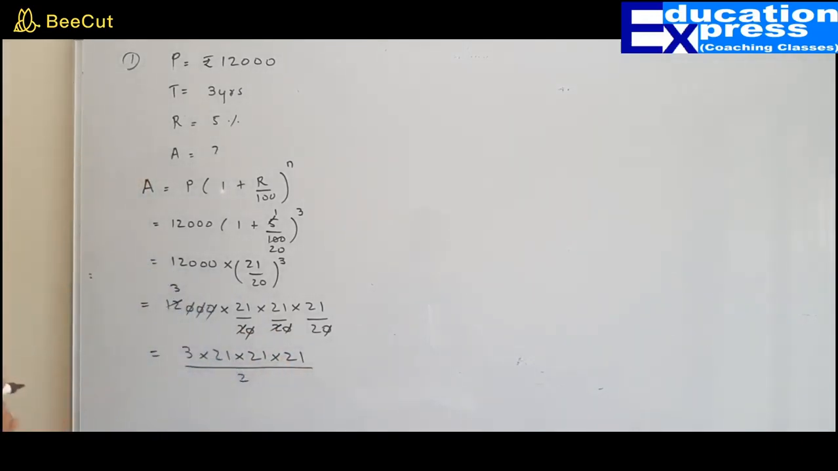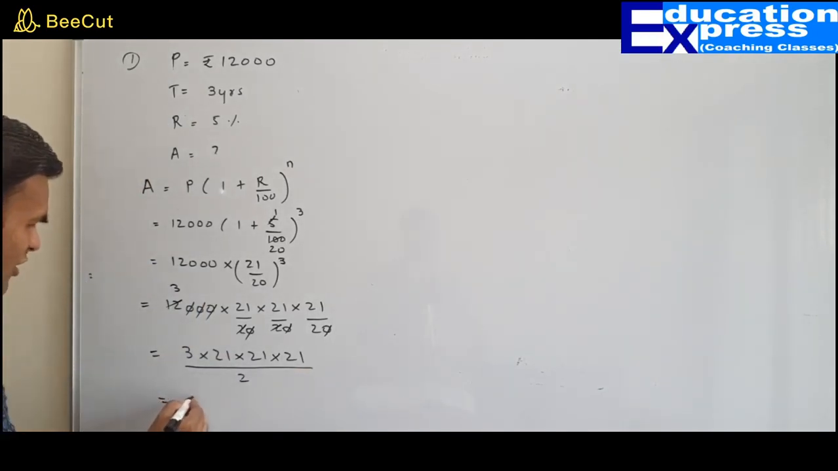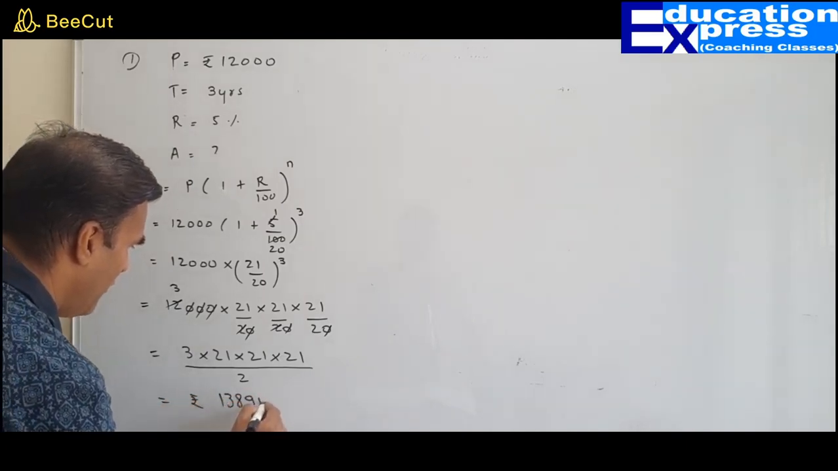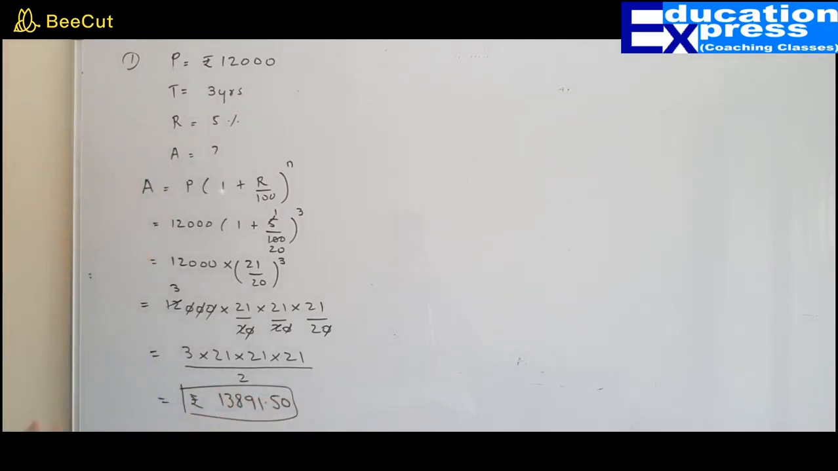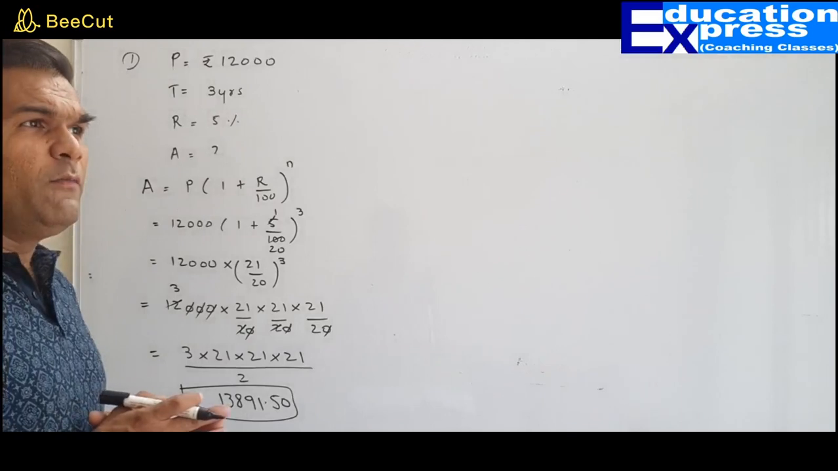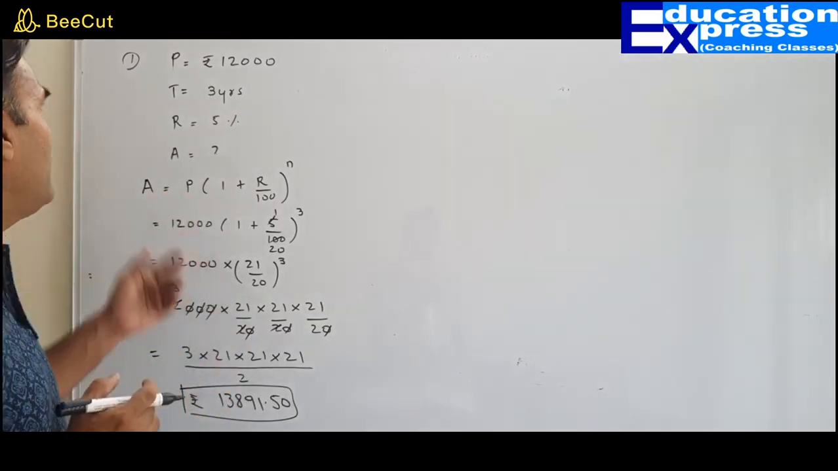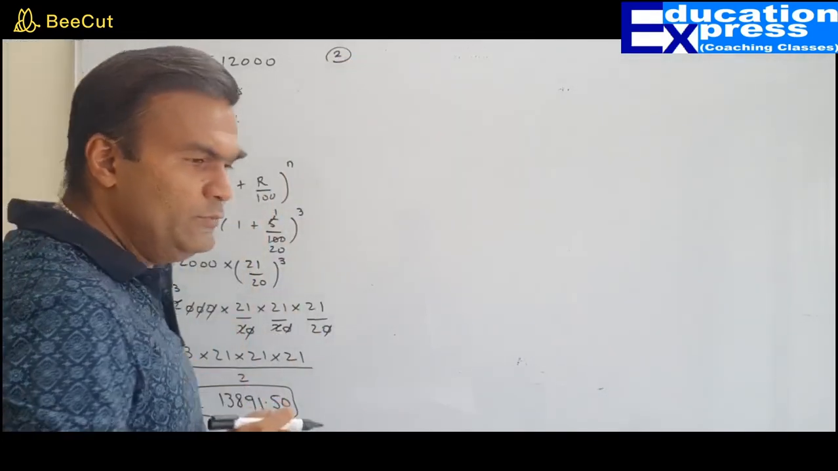We are pretty sure we can find out the answer, and the answer to this question when you actually solve would be 13,891.50. Try it out, my dear friends. You will get the same answer in such a simple way of doing it. So this is how, in case we are adopting the formula, it can save our time. Lots of time can be saved. Move on to question number 2.